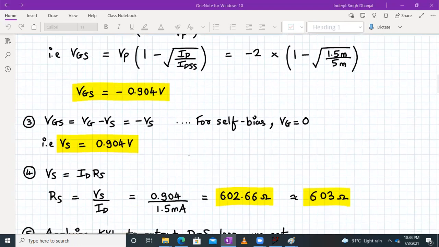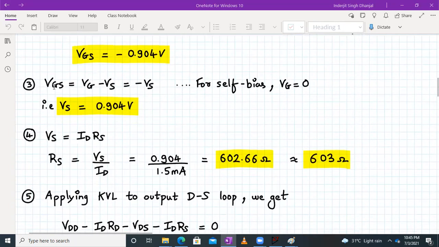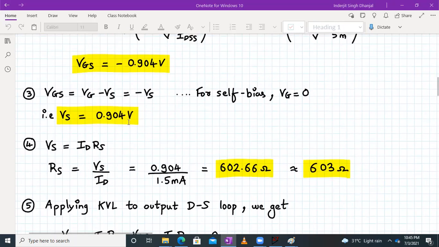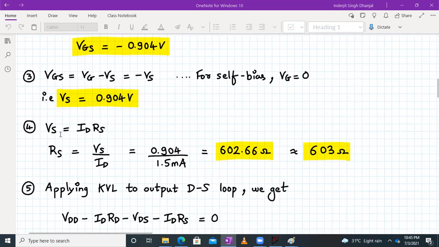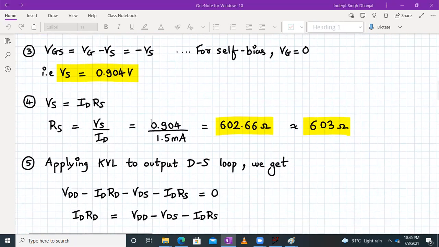Now, for the self bias, VG is 0, correct? For the self biasing circuit, the gate voltage is 0. So VGS will be equal to minus VS. So your VS will be equal to 0.904 volt. Now, VS is also given by the formula IDRS. So RS will be VS upon ID, and VS value is 0.904, ID value is 1.5. So you get the value of RS as 602.66, that is 603 ohms.